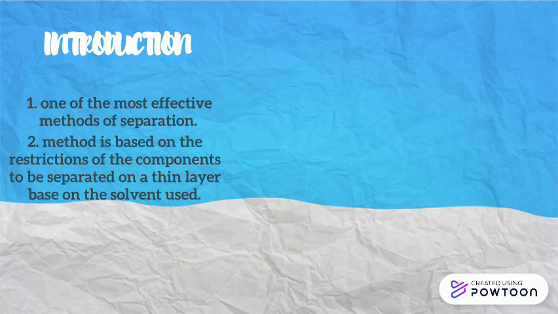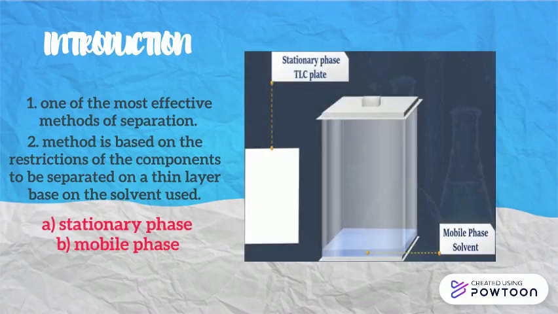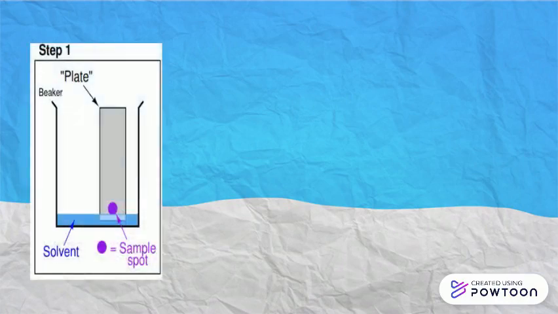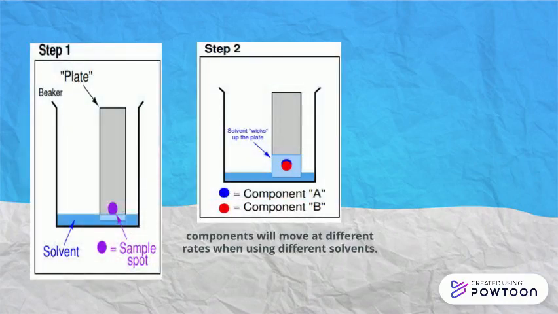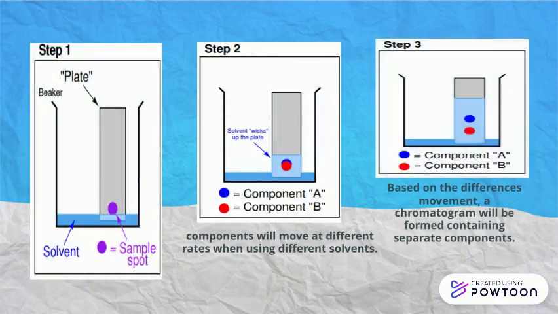used. The layer of adsorbent on the chromatographic paper acts as a stationary phase, and the solvent used is the mobile phase. The components will move at different rates on the chromatographic paper when using different solvents. Based on the differences in the movement of these compounds, a chromatogram will be formed containing separated components.